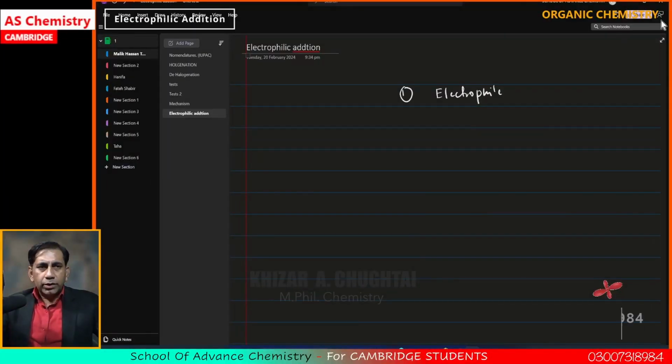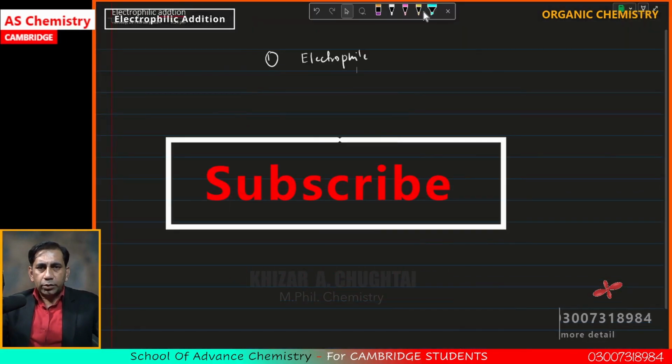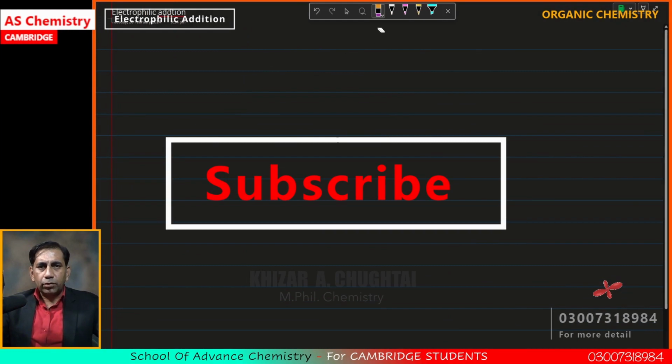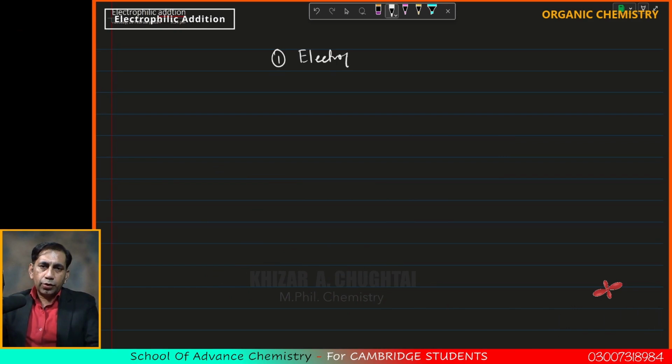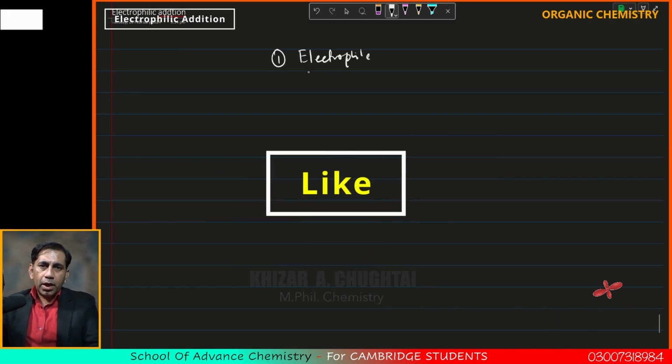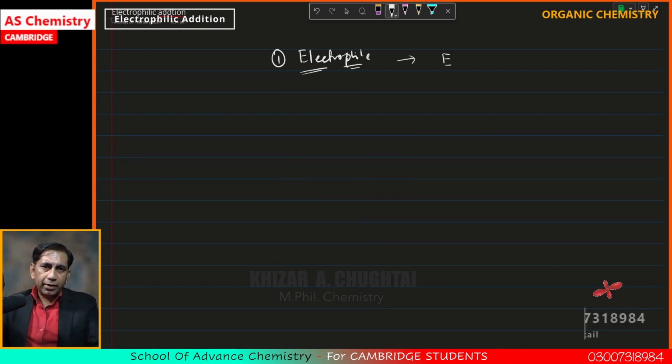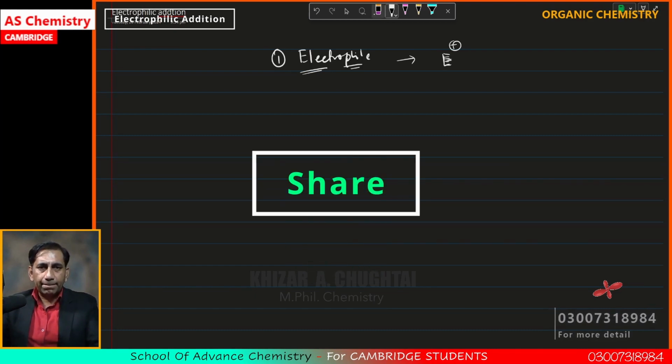Okay, now come towards electrophilic addition once again. Electrophilic addition. First of all, what is an electrophile? Electrophile means electron lover. The species that have a positive charge are said to be electrophiles. That is the general notation of an electrophile.